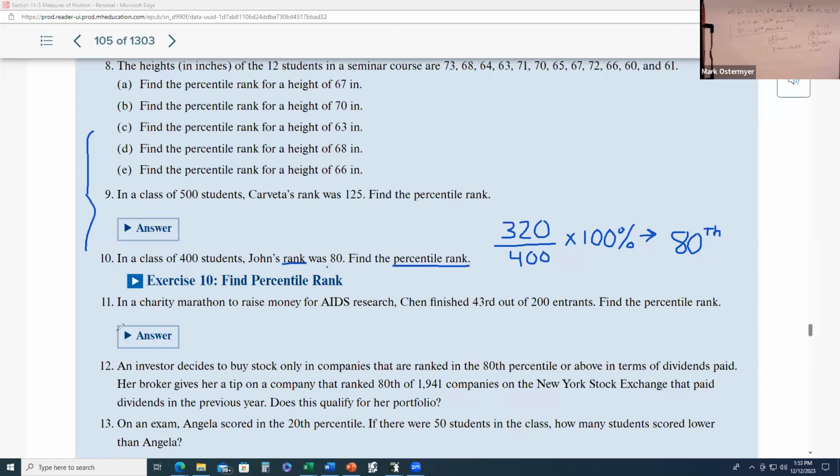All right, ladies and gentlemen, I want you to do number 11 now. We'll throw that into classwork number 1. In a charity marathon to raise money for AIDS research, Chen finished 43rd out of 200 entrants. Find the percentile rank. Oh, careful. Don't just say it's the 43rd percentile. Not necessarily. Actually compute it the way I did above. Go ahead and do number 11. What percentile rank is finishing 43 out of 200 entrants?